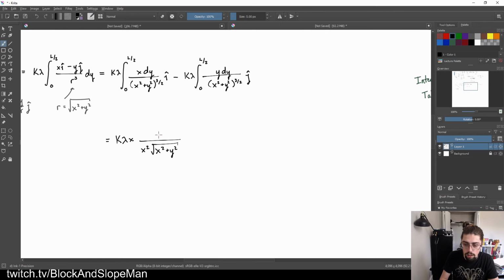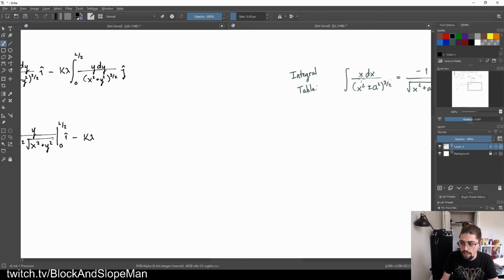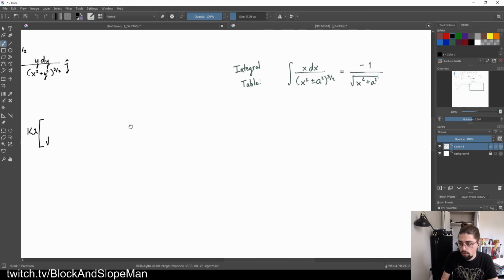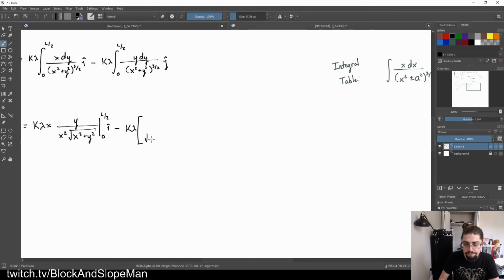That is under y, evaluated 0 to L over 2 times i hat. At the very end, kind of a nasty deal, but that's okay. Minus k times lambda times this thing. So this is going to be square root, make sure that's right, yeah, x squared plus y squared under -1, being evaluated from 0 to L over 2 times j hat, of course.